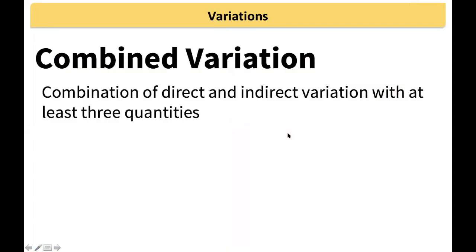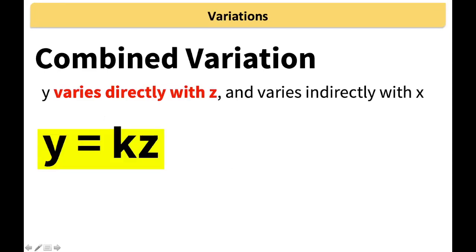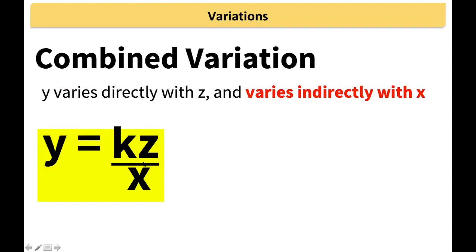So, combined variation. From the name itself, combination nito ng direct and indirect variation with at least 3 quantities. So, for example, if we say Y varies directly with Z and varies indirectly with X, paano natin yun makikita in equation form? Y is equal to KZ for varies directly with Z. Since it also varies indirectly with X, magkakaroon ka ng X sa baba. So, you have Y is equal to KZ over X. Directly with Z, so nasa taas yung Z. Indirectly with X, so nasa baba ang X.